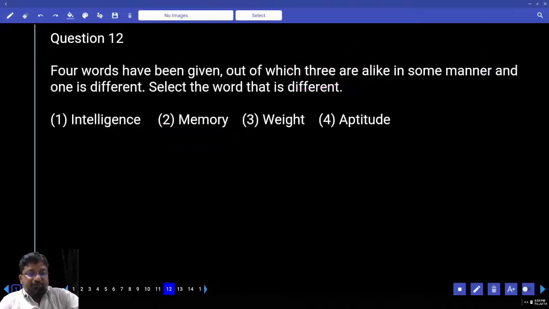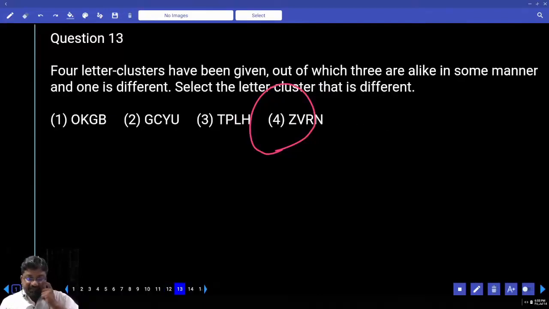Now, look at this question. 4 words have been given, out of which 3 are alike in some manner and 1 is different. Select the word that is different. Intelligence, memory, aptitude, weight. Weight is different. It has nothing to do with intelligence and memory.